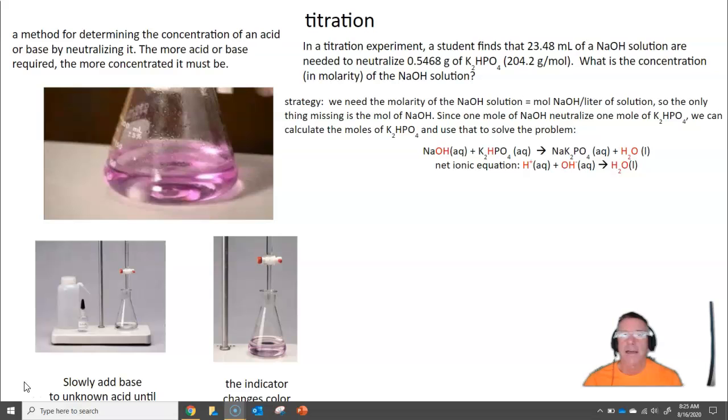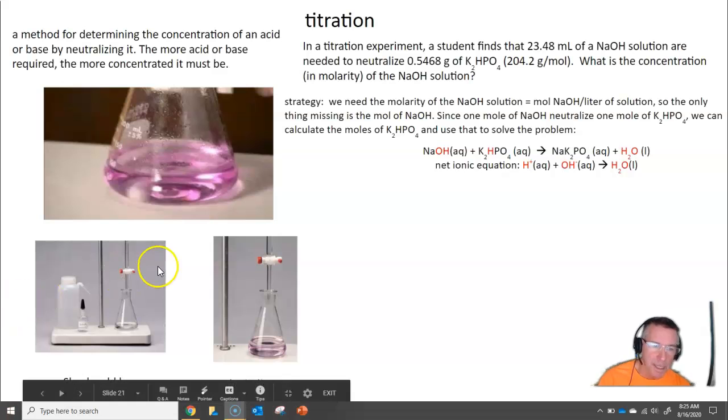Let's say you have an acid that you don't know the concentration of. Well, if we can react it with base, at some point it will neutralize. The more base we need to add, the stronger that acid must have been. So that's typically how things are done.